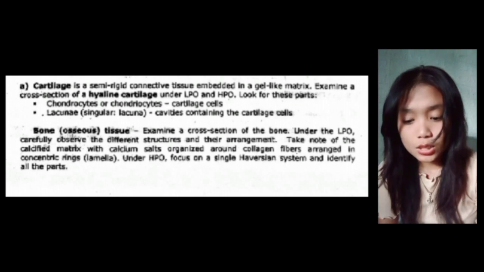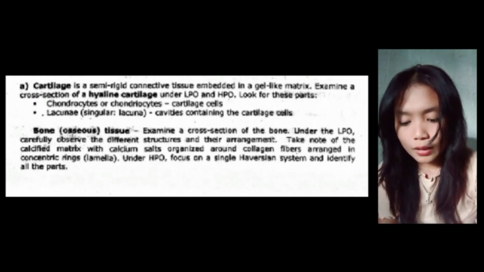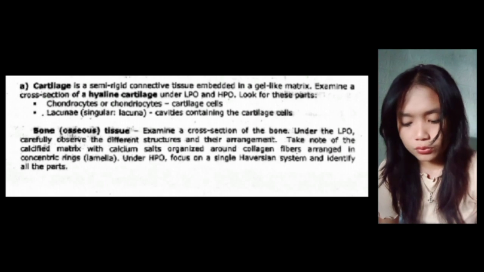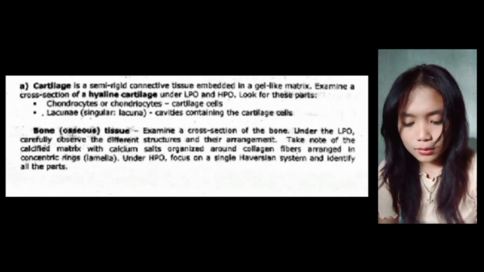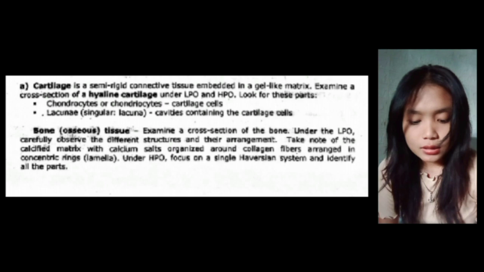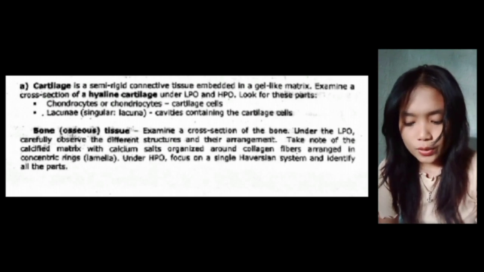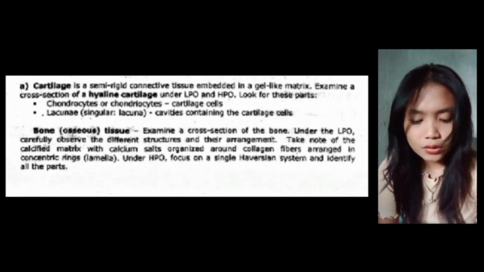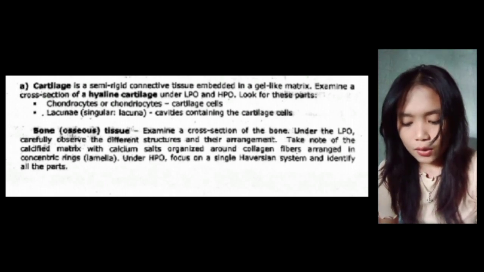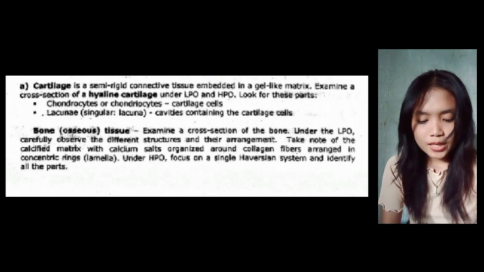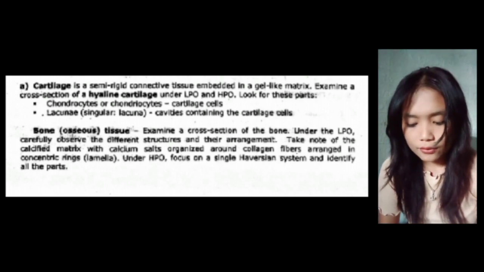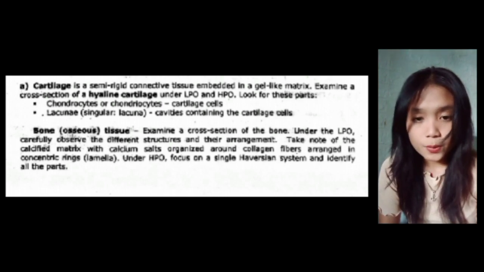So, bones or osseous tissue. Examine a cross-section of the bone. Under the LPO, carefully observe the different structures under arrangement. Take note of the calcified matrix with calcium salts organized around collagen fibers arranged in concentric rings or lamellae. Under HPO, focus on a single Haversian system and identify all the parts.